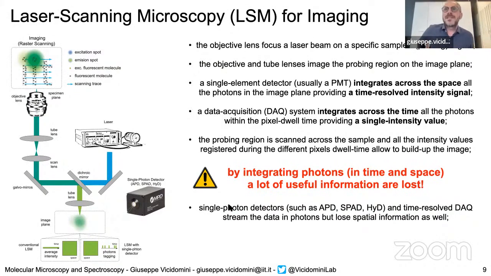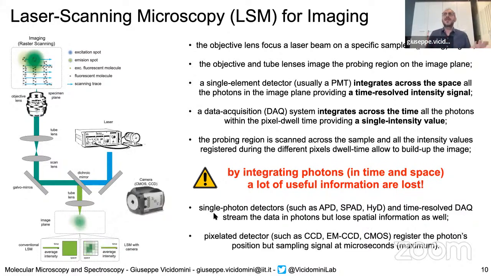We can start using, for example, a single photon detector like an APD or SPAD. In this case, we have a very high temporal resolution, even higher than the photomultiplier in some respects. So we can sample our signal photon by photon in time. But what about the space? Again, here I have an image and a single element detector, it's not a camera, and thereby I'm losing the spatial information. I keep the temporal information, but I'm losing the spatial information.